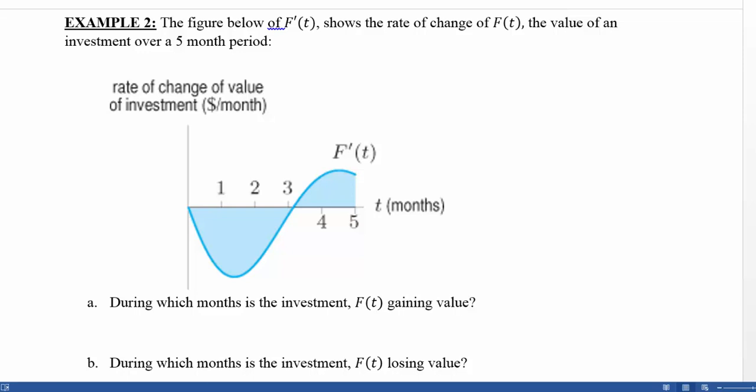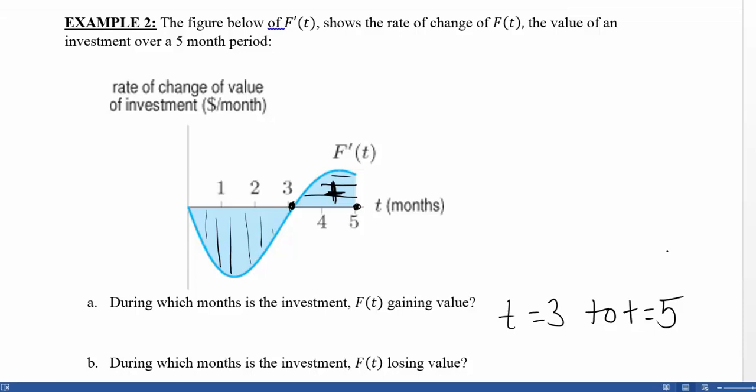So using the idea of areas, we know that if the area is below the x-axis, that means that my investment is decreasing or losing money, which means that when I'm above the x-axis, I should be gaining money in my investment. So I'm interested in where this is above the x-axis. So I'm going to be gaining money from month 3 to month 5, because that is where my area is positive. So I'm adding area and my total change is positive in my value.